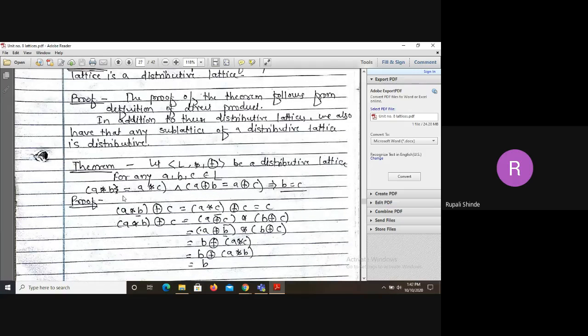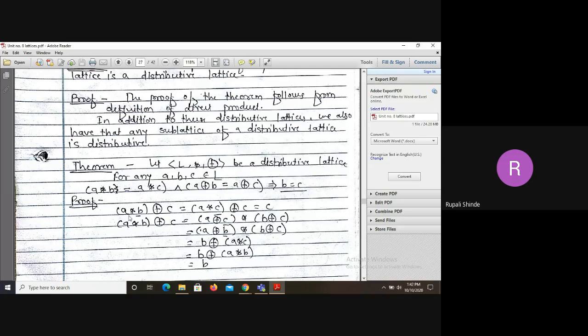Now here, again one theorem is given. Let L star XOR be a distributive lattice for any three elements A, B, C belonging to L. So here L is a distributive lattice. Now they have provided that A star B equals A star C, and A XOR B equals A XOR C. And this implies that B equals C. So this is given. Now we have to check whether B equals C.